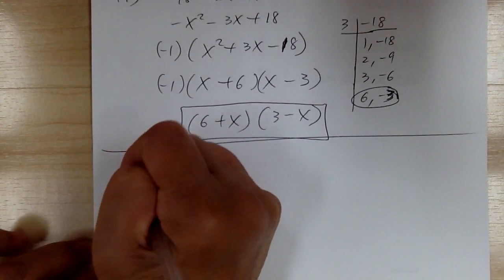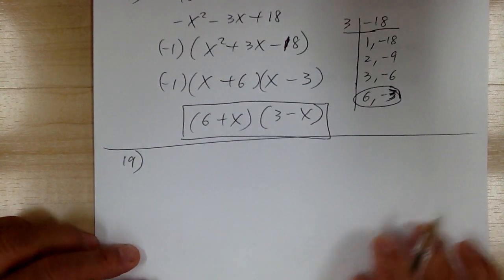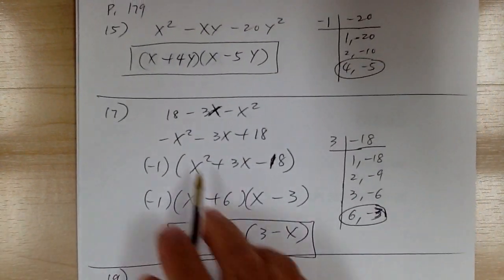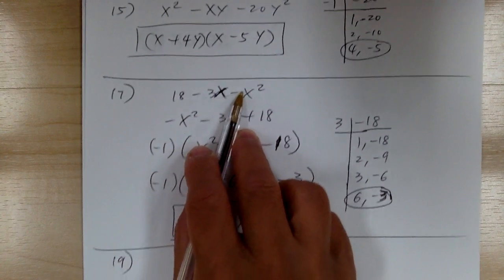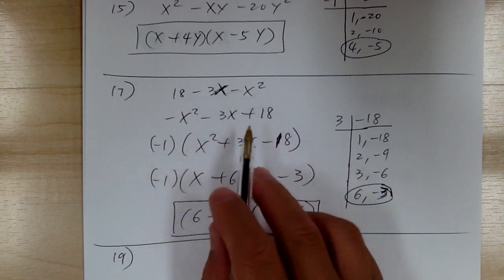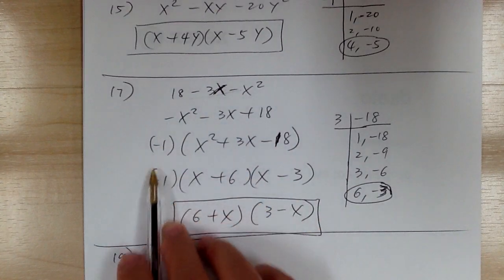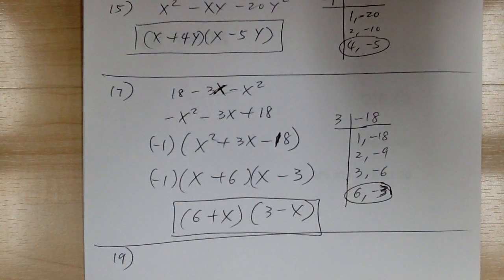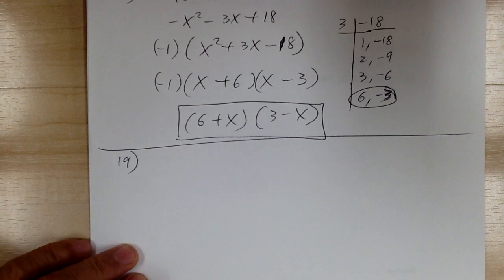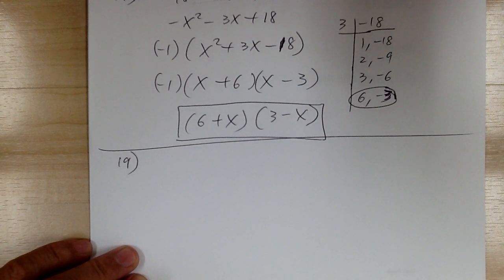Okay, let's go to the next one. Now, if you're really good with factoring, you can factor directly from here, but I will not recommend it. It's very easy to make careless mistakes. So I would recommend you just factor out the negative 1 and do the regular factoring.